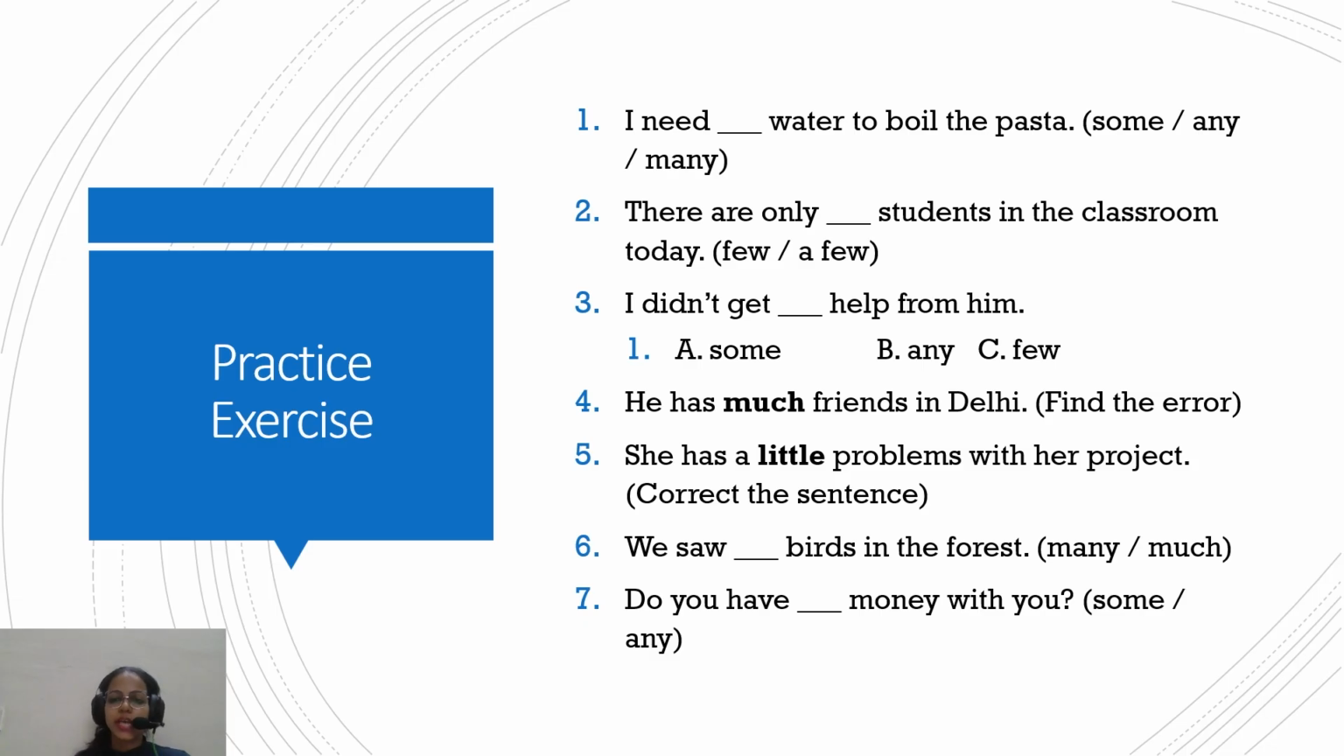I didn't get dash help from him. So help, again, is an uncountable noun. So we will say I didn't get any help from him. So few, of course, not, because we cannot count the help. So any help from him.